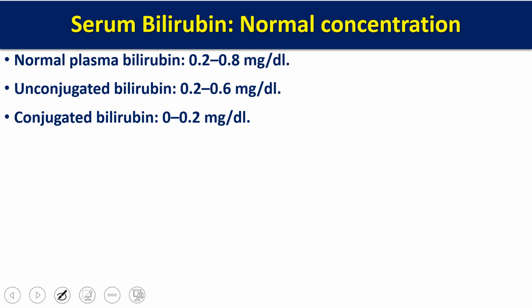Now, the normal concentration of bilirubin: we have two different types of bilirubin, conjugated and unconjugated. If we add both together, we get total bilirubin. The normal total plasma bilirubin is roughly 0.2 to 0.8 mg per dl. Out of this, unconjugated bilirubin is roughly 0.2 to 0.6 mg per dl, and conjugated is 0 to 0.2 mg per dl.